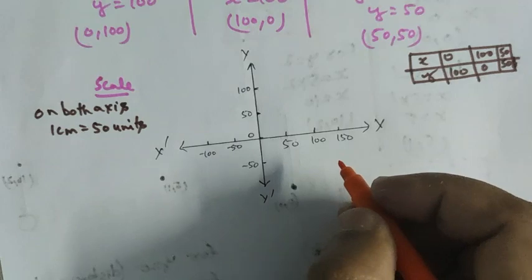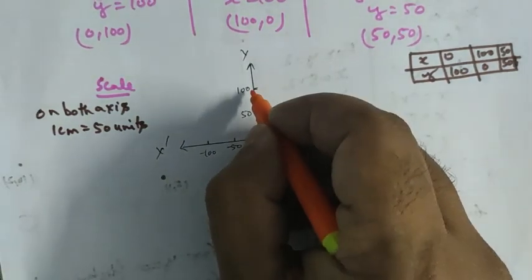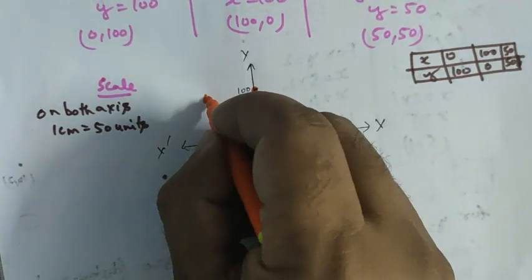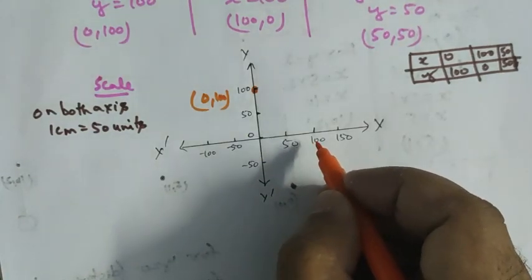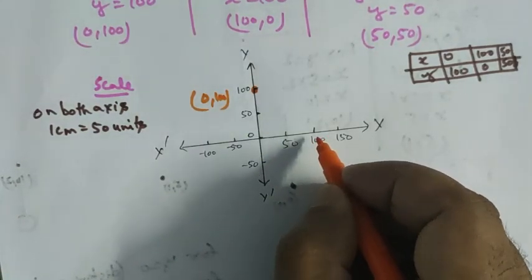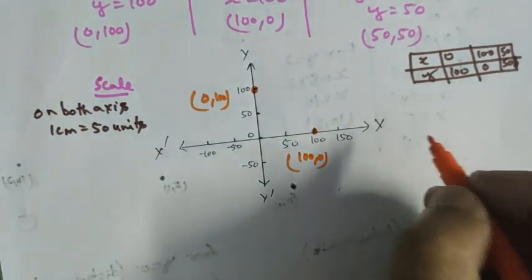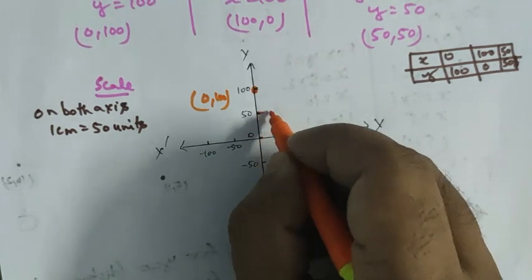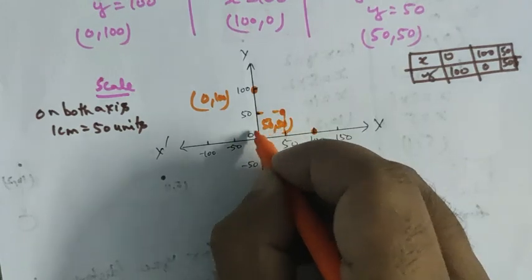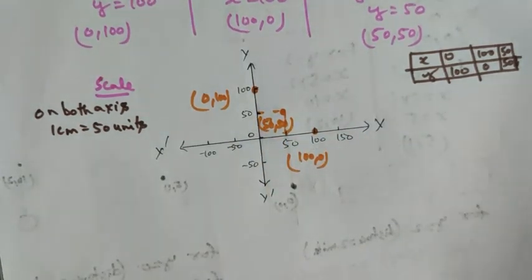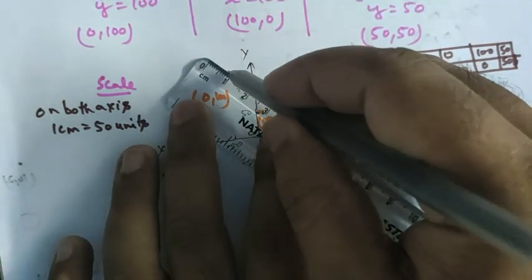First point is 0, 100. So 0, 100, since x coordinate is 0, it will be on the y axis. This will be 0, 100. Second point will be 100, 0. Since y coordinate is 0, it will be on the x axis. This is 100, 0. Third coordinate is 50, 50. So 50, 50 will be here. X is 50, y is 50. Now we will draw a line passing through these 3 points. So we will get a straight line.